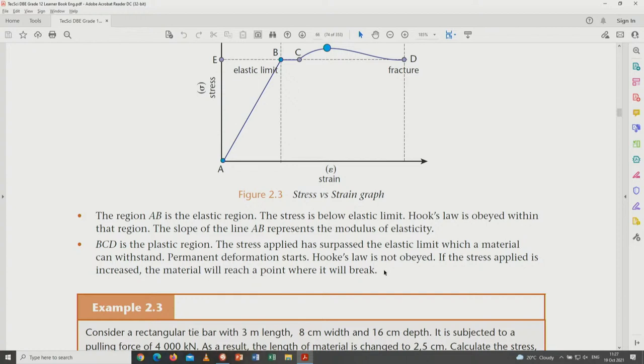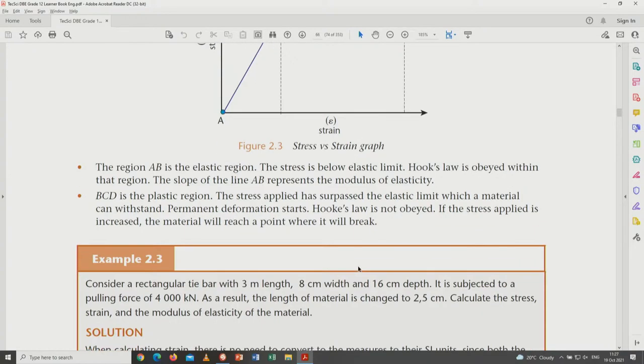So once you extend that spring beyond its elastic limit, then the spring will no longer obey Hooke's law, and therefore there will be a point where it will actually break.